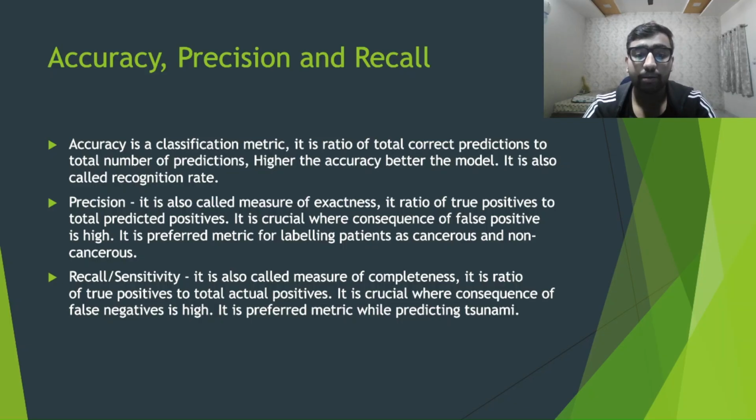For example, in the prediction of a tsunami, a false negative would be a coming tsunami labeled as not a threat or not coming. In such a case, a false negative bears a very high consequence, as the people of that area won't be alarmed for a coming tsunami. Hence, there would be an increased death toll due to the tsunami, and there would be no preparation. So this is one of the cases where the consequence of a false negative is high.